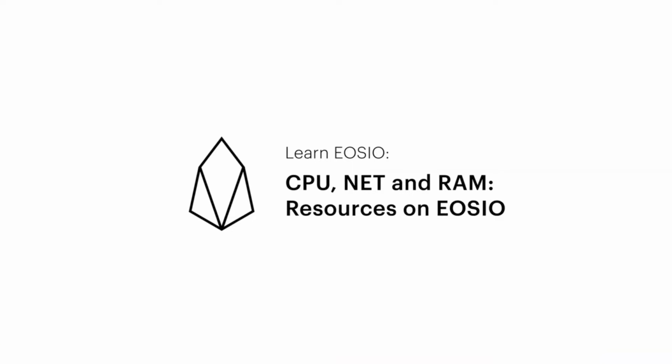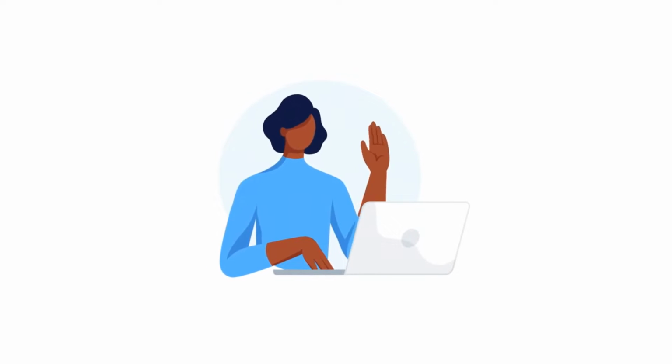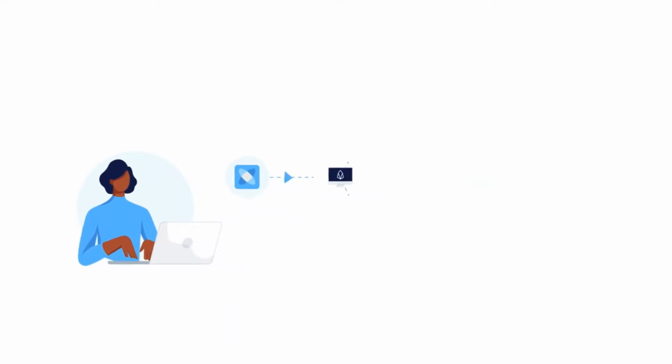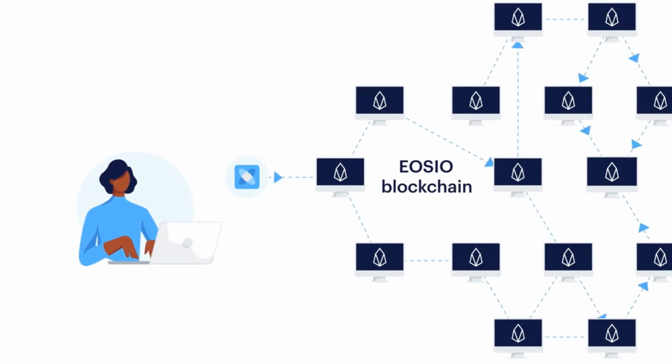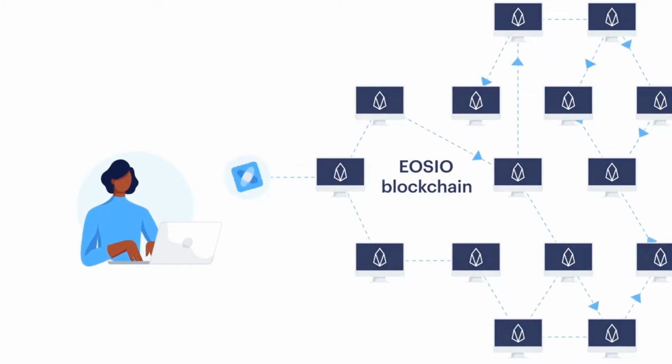CPU, net, and RAM, resources on EOSIO. This is Sally. She's created an application that she wants to deploy on EOS, one of the blockchains built with the EOSIO protocol. What does she need to get it running?